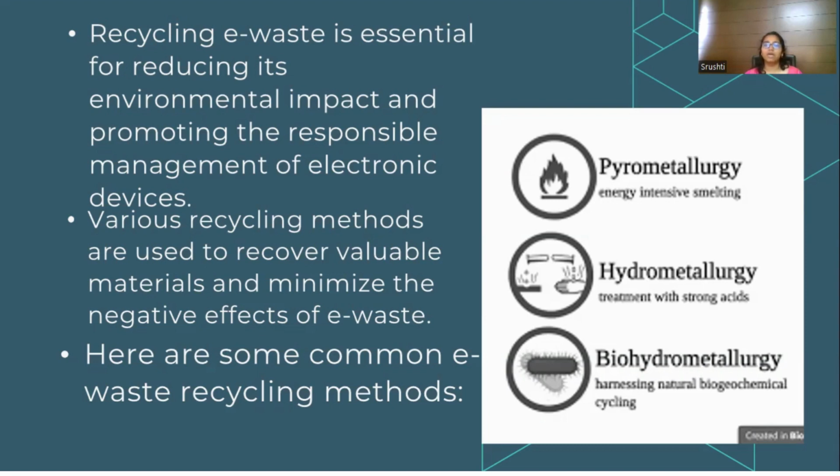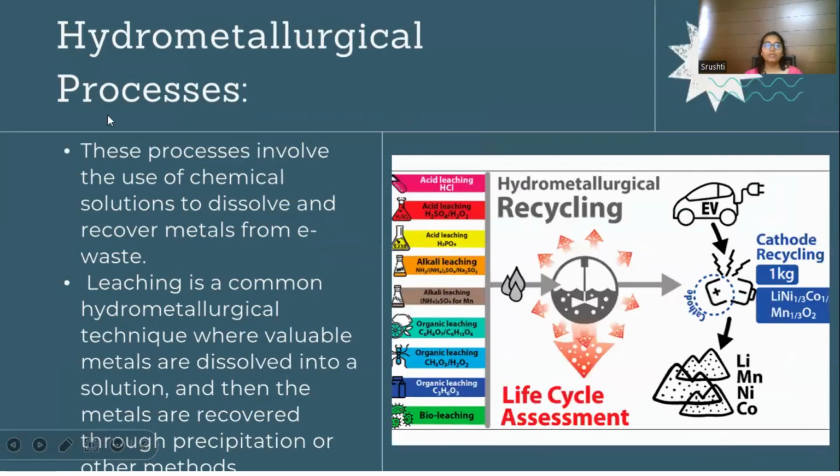The first one is pyrometallurgy, which uses energy-intensive smelting. The second one is hydrometallurgy, which involves treatment with strong acid. The third one is biohydrometallurgy, which harnesses natural biogeochemical cycling. In this video, we're going to learn about pyrometallurgy and hydrometallurgy. Let's move on to hydrometallurgy processes.